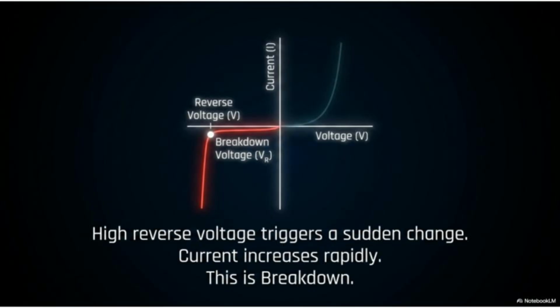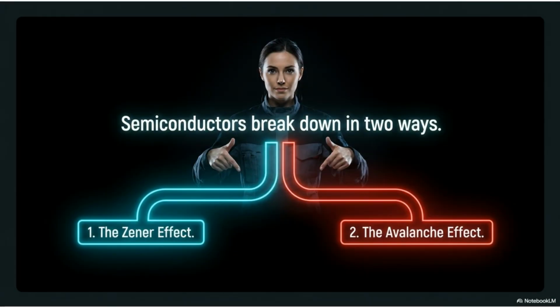However, if the reverse voltage is high enough, we hit the breakdown voltage. At this point, the device experiences a rapid increase in current. This is known as electrical breakdown. Semiconductors generally experience two primary types of breakdown, the Zener effect and the Avalanche effect.